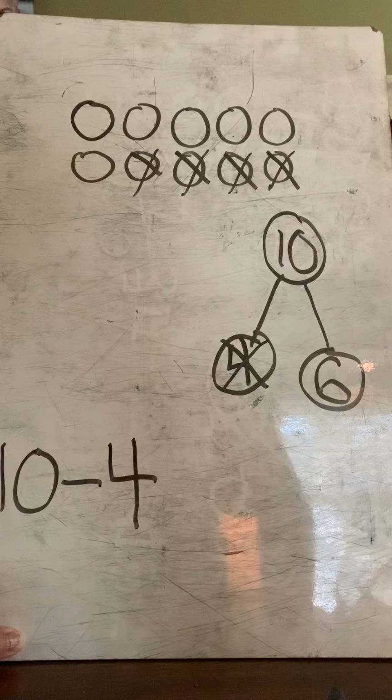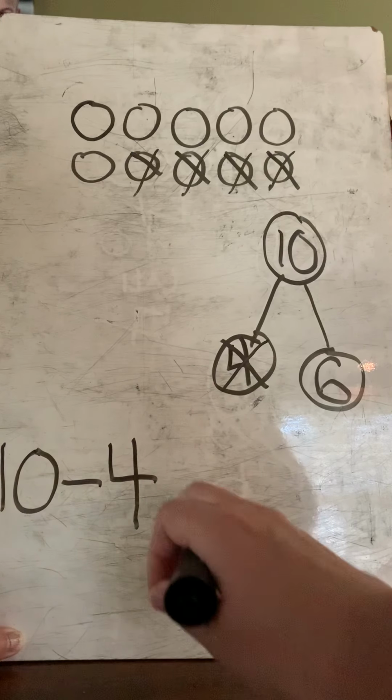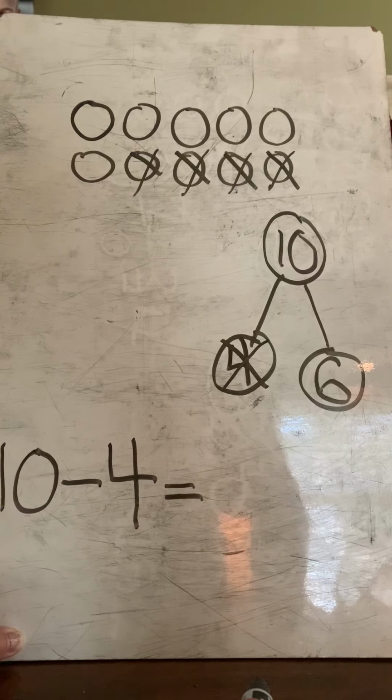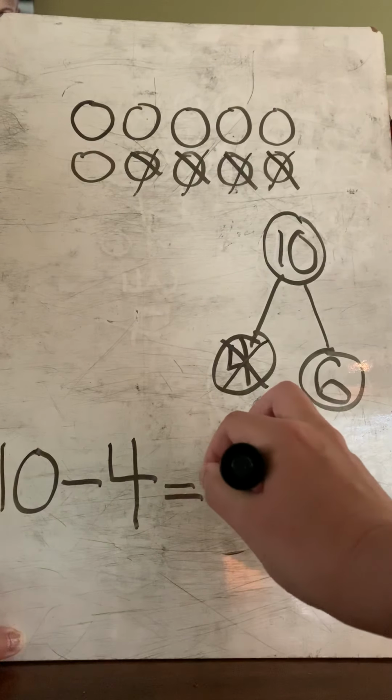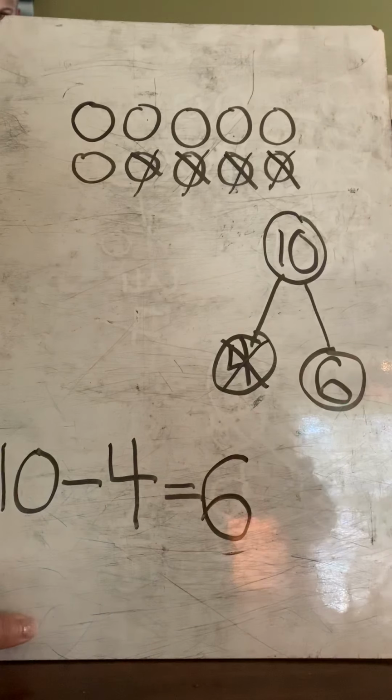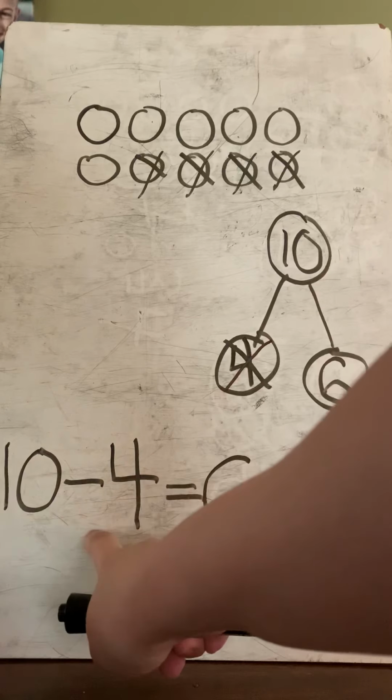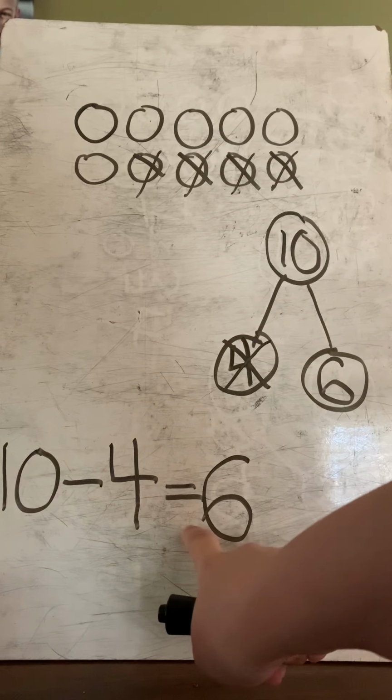What's the sign that means the same as? Equals. Awesome. And the next number is how many cars are left. How many cars do we have left? 6. Great. Put your finger under your number sentence. Let's read it together. 10 minus 4 equals 6.